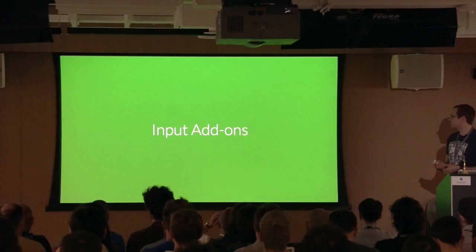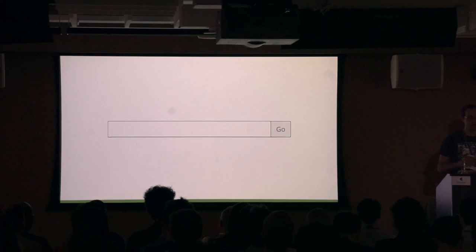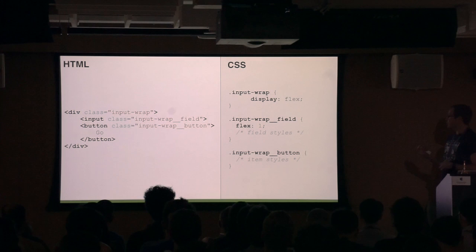The first example is an input with a button. So this is where you have an input box which has a button added to it. The button is a fixed width, whereas the rest of the field has to be fluid. So in order to achieve this, we wrap both the input and the button in another element. We use display flex, setting the input field to have a flex of 1. And this means that while the button is fixed width, the rest of the space is taken up by the input.